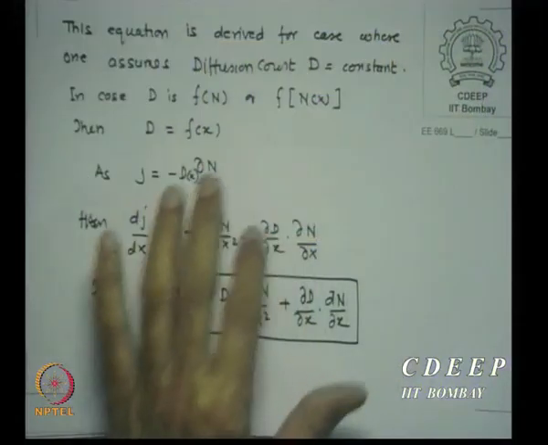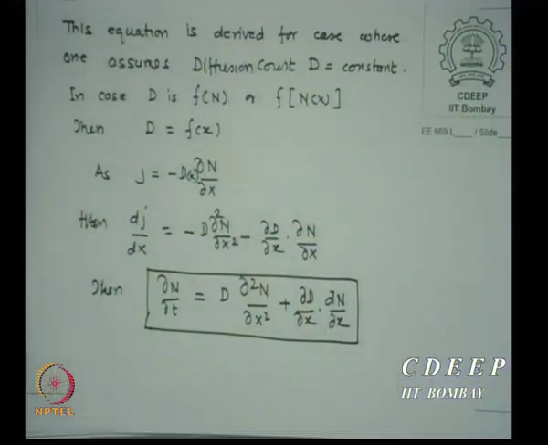So please remember, we will do only linear systems because that is easy to solve analytically. In real life, since the dD/dx term is not very strong, for first order it can be neglected and you can use only the first term.